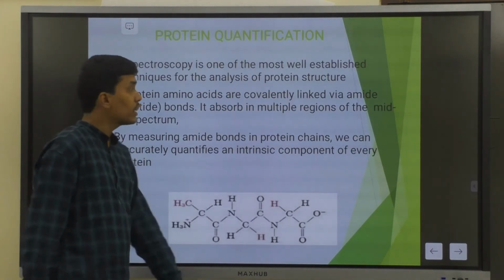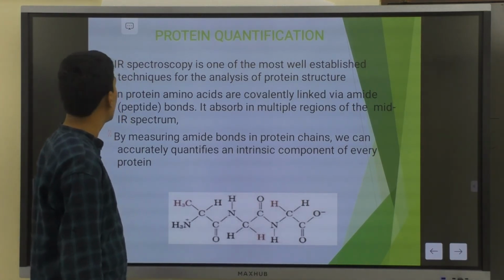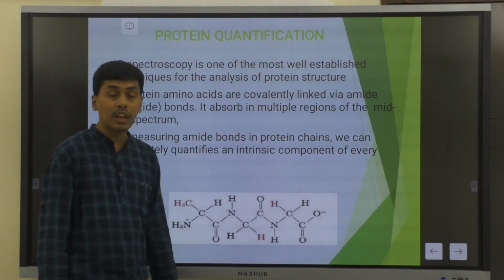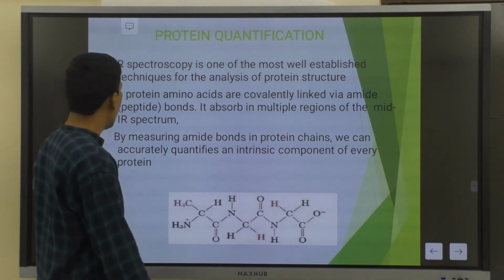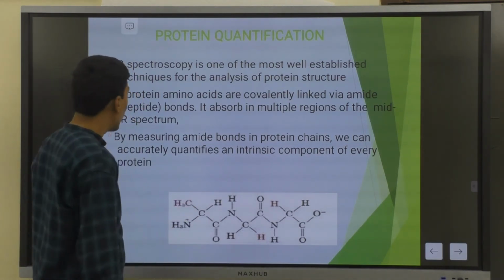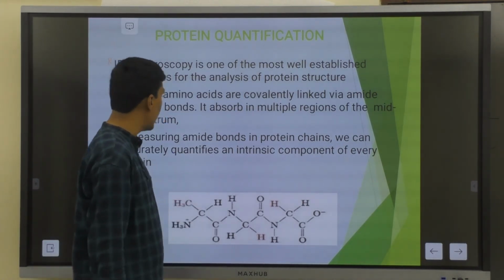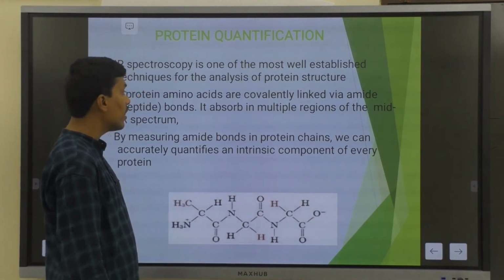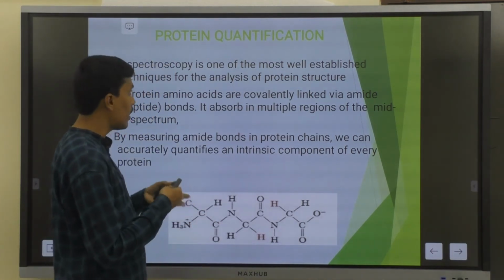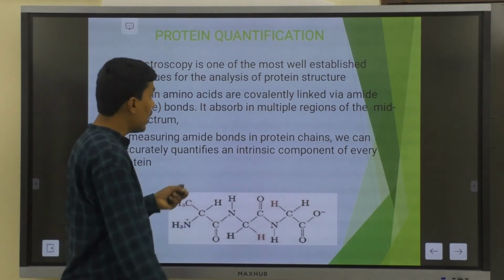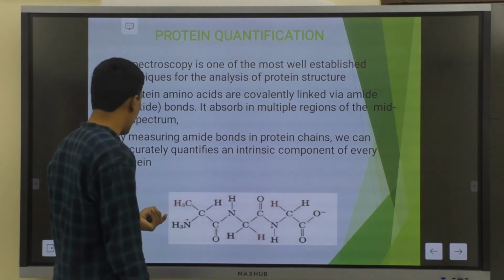It is also useful for quantification. For protein quantification, IR spectroscopy is one of the most well established techniques for the analysis of protein structure. In protein, amino acids are covalently linked via amide bonds, that is peptide bonds, which absorb in multiple regions of the mid IR spectrum. By measuring the amide bonds in the protein chain, we can accurately quantify the intrinsic component of every protein. So how many peptide bonds or amino acids are linked, we can easily tell by IR spectroscopy. That is called protein quantification, meaning how much quantity it has.